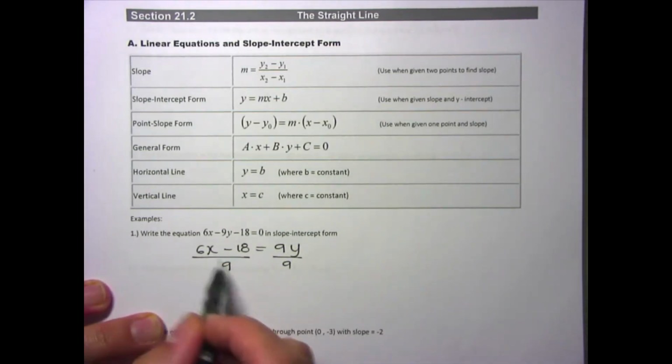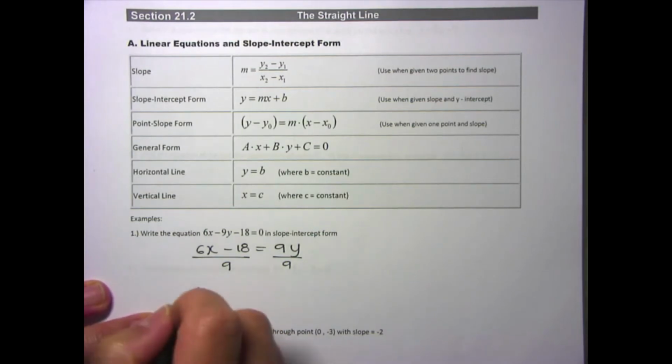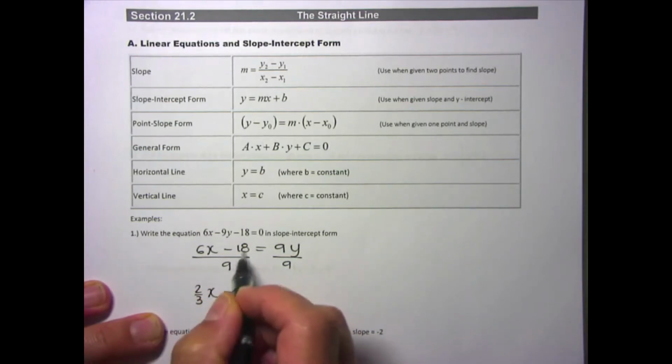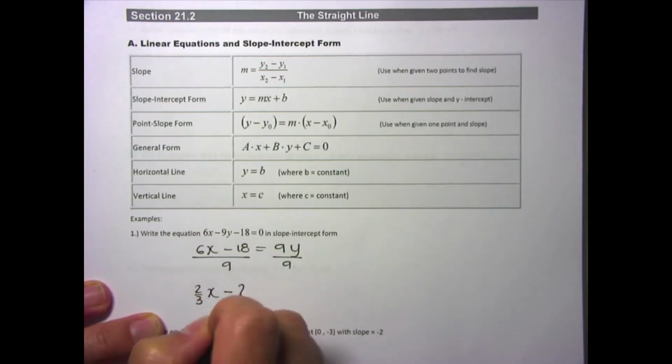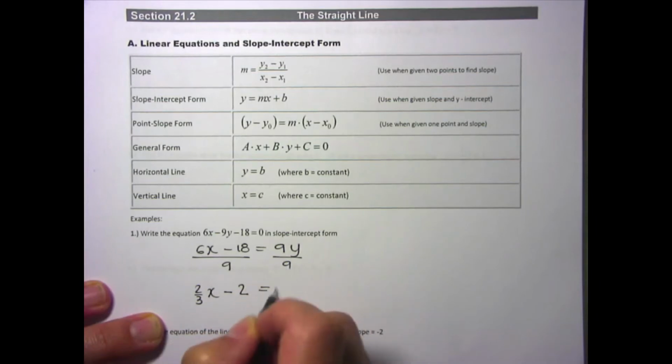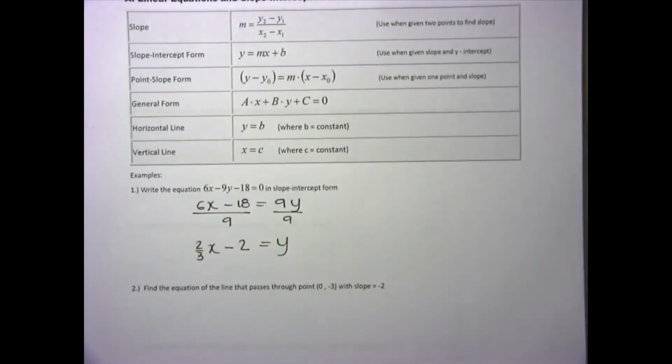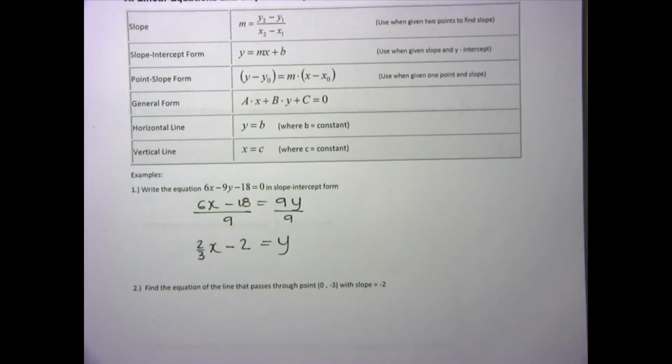All right, so 6 divided by 9 will reduce to 2/3. So this will be 2/3 times x minus 18 divided by 9, which is equal to 2. And then, of course, this will just be equal to y. All right, and you're done. Y is equal to 2/3 x minus 2. So my slope is equal to 2/3, and my y-intercept is equal to -2.